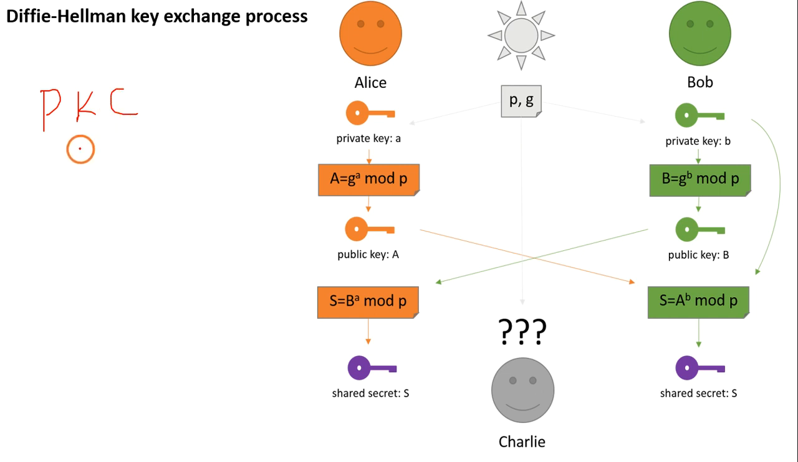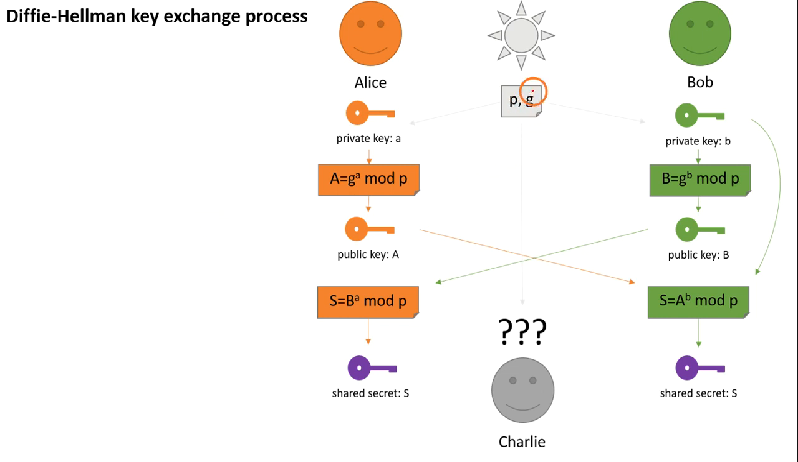You know what public key cryptography is, right? There are two keys. One is the private key, and another one is the public key. Alice has two keys and Bob has two keys. How these keys are used for generating the shared key, you will see in the process.